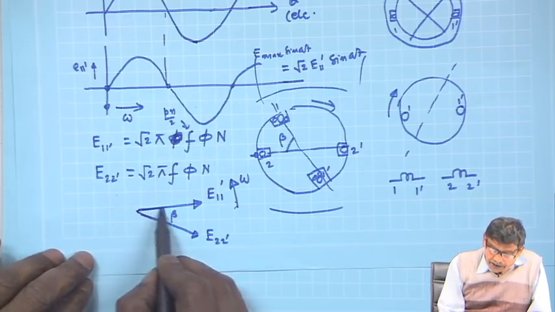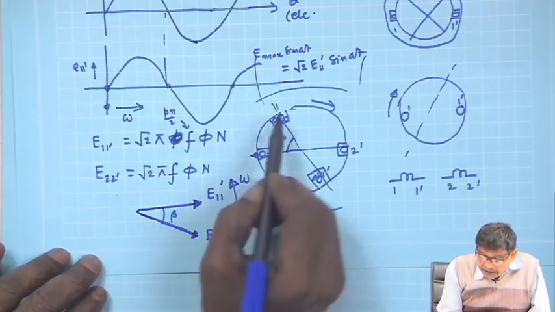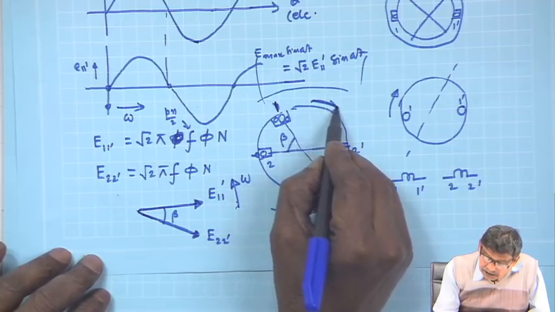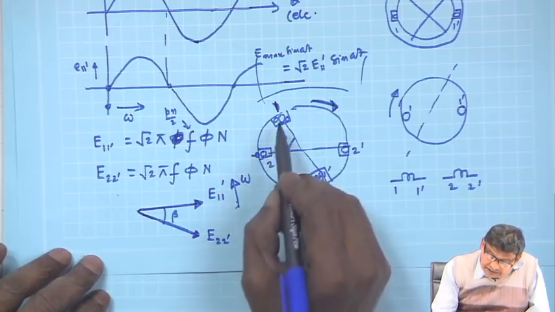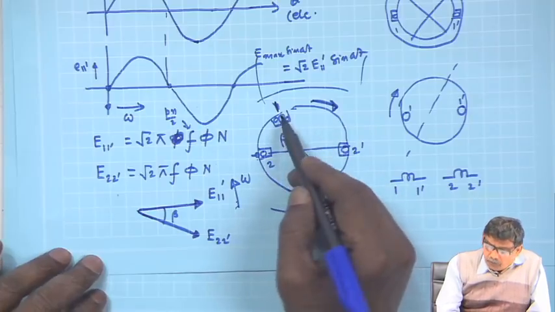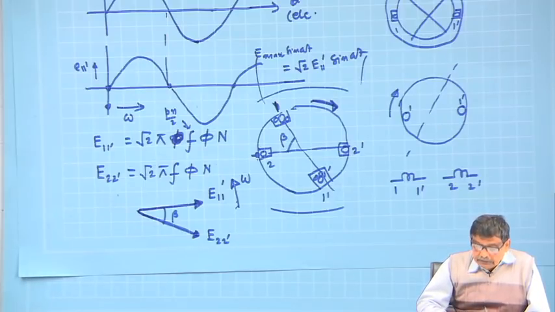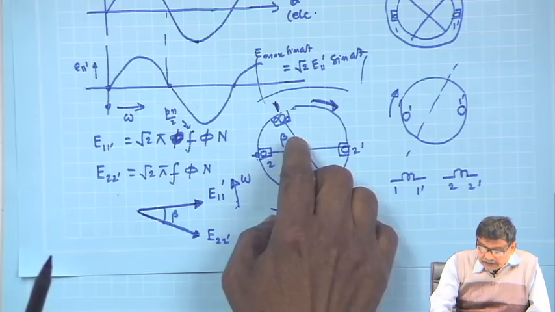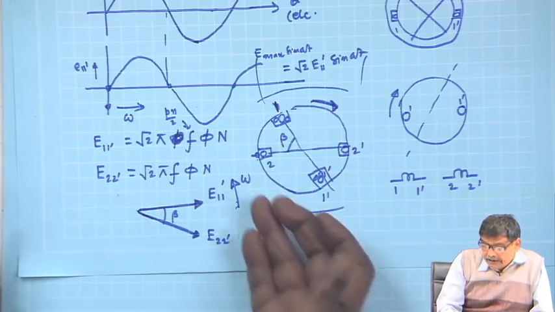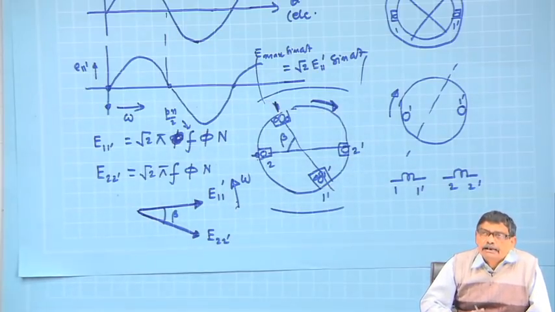So, if E11 dashed is here, E22 dashed will be there. Why? Because 11 dashed is here and the rotor is rotating in this way, and there is an identical coil 22 dashed housed in these two slots. So, whatever is happening to 11 dashed now, the same thing is going to happen in 22 dashed after this angle beta, where beta is the time required by 22 dashed to come to this position of 11 dashed. It can be related with omega t.